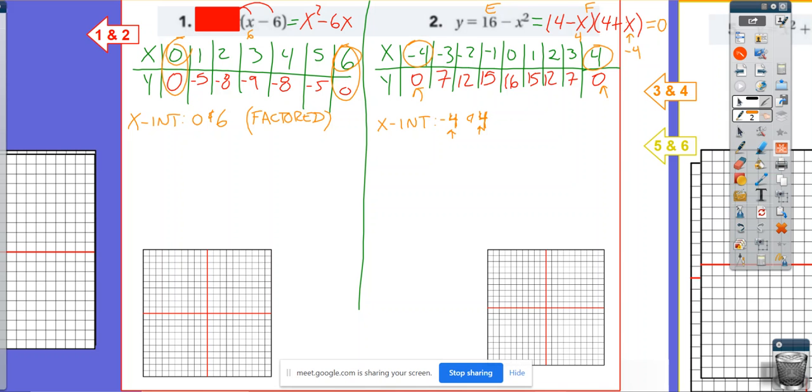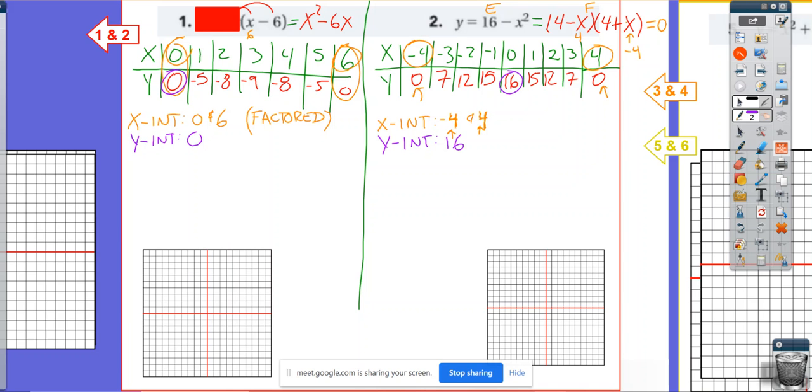All right, so now let's talk about the y-intercepts. Boys, where do you see the y-intercept in your table? This is, again, a shout-out experience. 0. And it's, in this case, it's this 0. All right, girls, where do you find your y-intercept? 16.